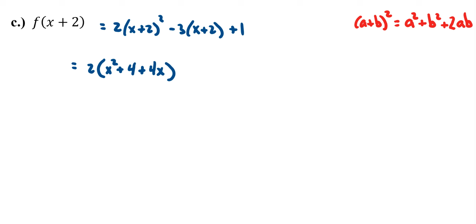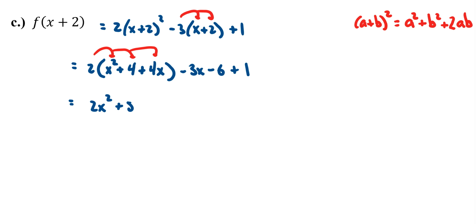All right, and then for the second term, like I said a minute ago, all we have to do is distribute this -3. We get minus 3x minus 6 plus the 1. And before we combine like terms, let's just go ahead and distribute this 2. So 2x squared plus 8 plus 8x minus 3x minus 6 plus 1.